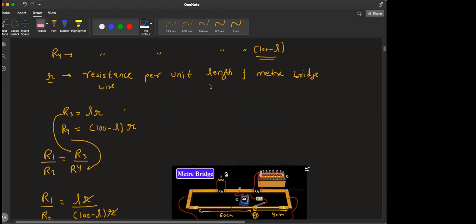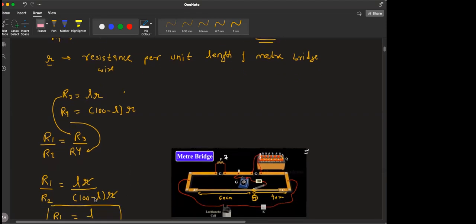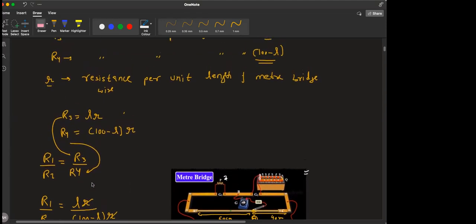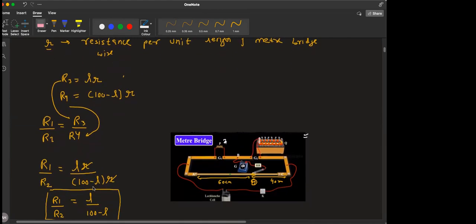Sir, how will we find out the small r value? We have assumed it. See, it gets cancelled out in the subsequent calculation. Okay, sir. We have assumed that the resistance per unit length of the wire is small r. So for practical calculation, we won't need small r, right? You won't need it. See, the calculation depends only on R1 and R2.